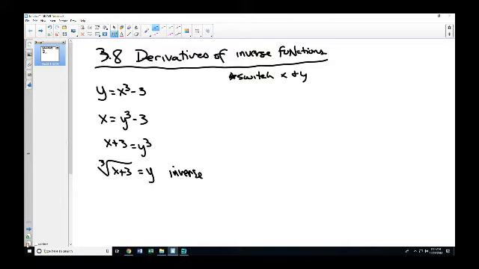So given that people know how to do that, what if you were given that and it says calculate the derivative of the inverse? Is this a valid method to get to the inverse function? How would you calculate the derivative?